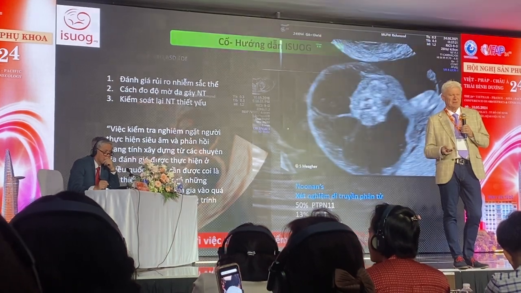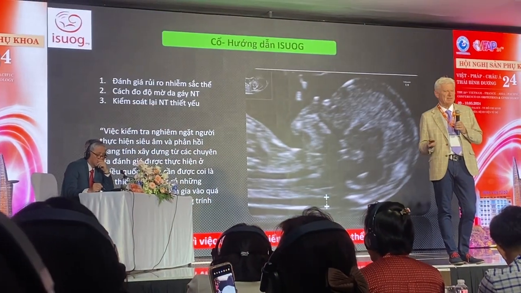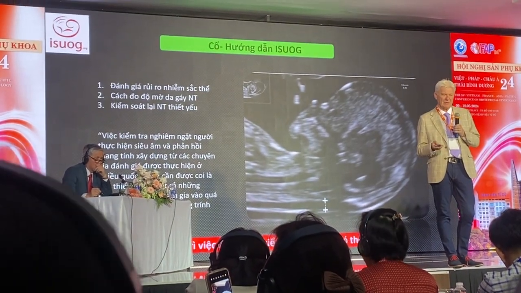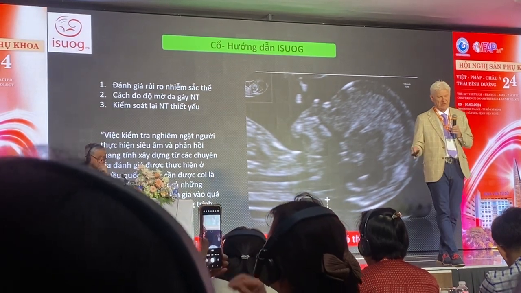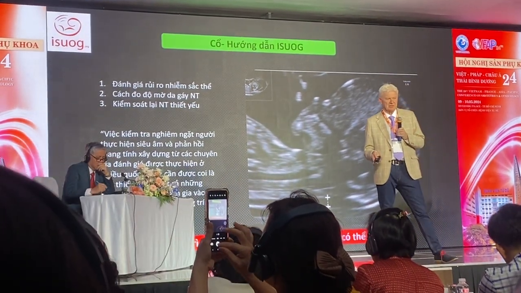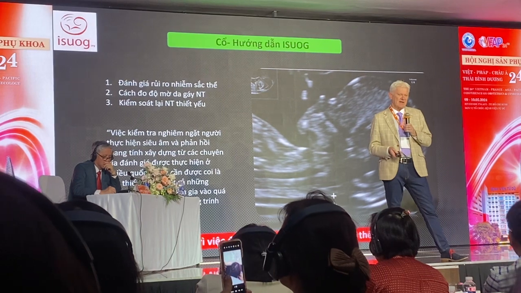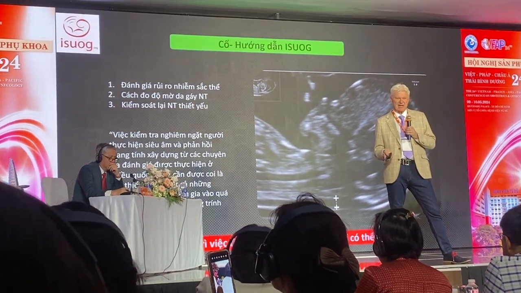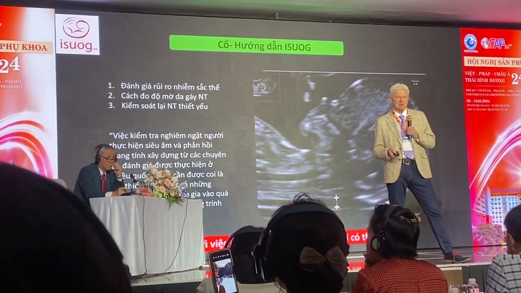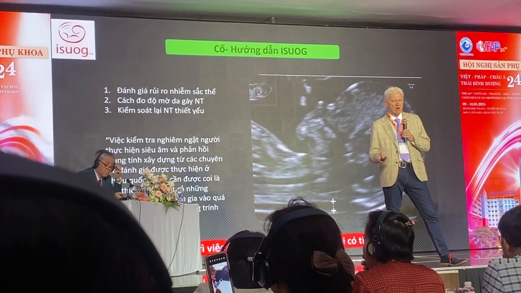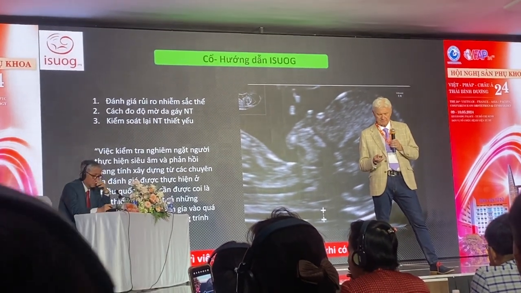You all know about measuring the nuchal translucency. This is something you do routinely in clinical practice, and it's important to continue measuring the nuchal translucency, even though cell-free DNA is a better test for Down syndrome. The nuchal translucency is still important. It's a marker for structural abnormality.